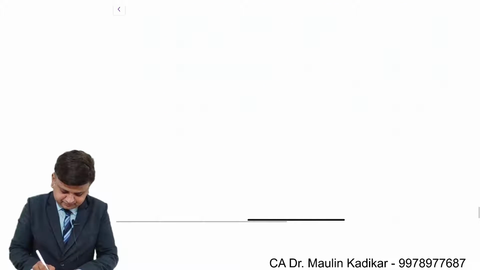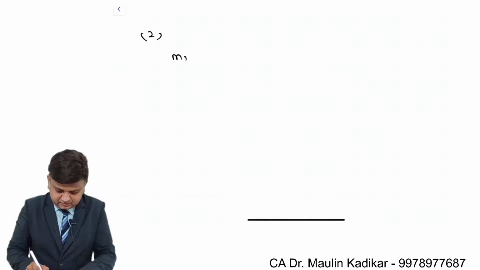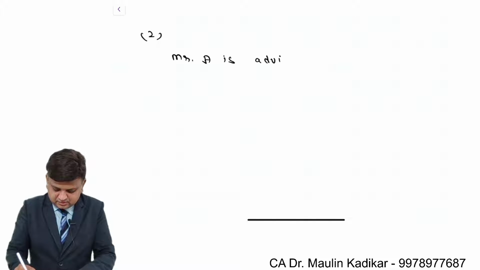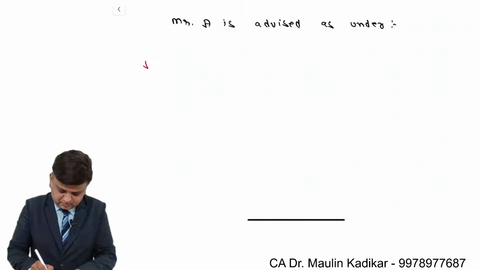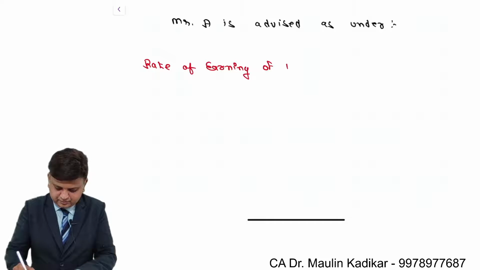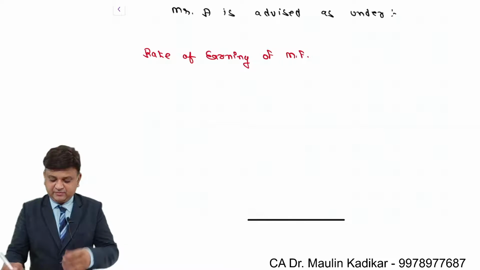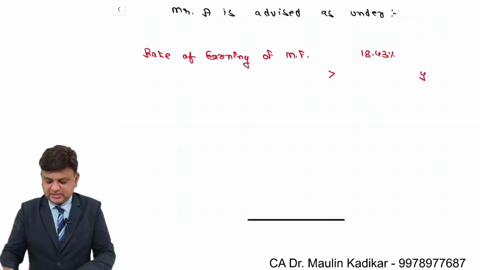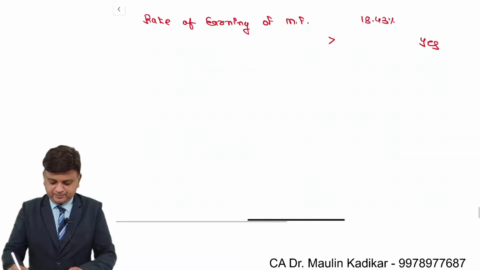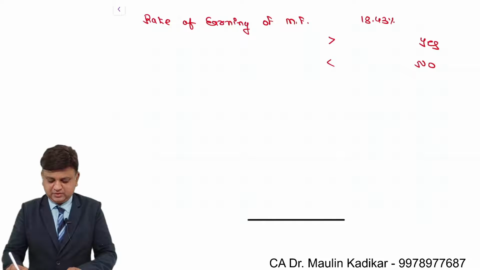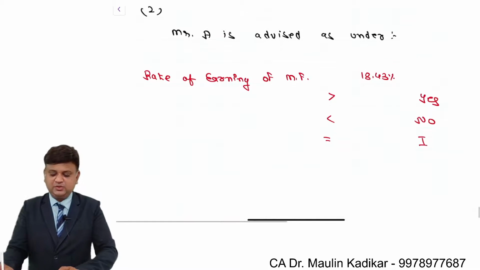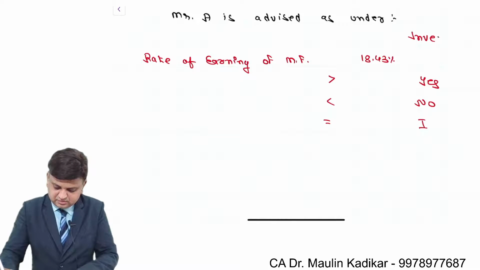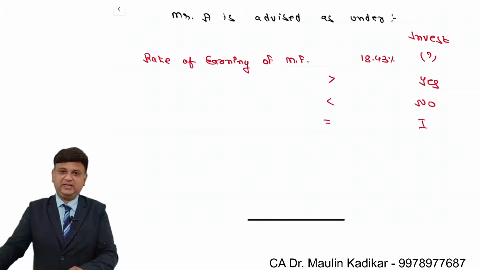Answer for the second part of the question: Mr. A is advised as under. Rate of earning of mutual fund, that is supposed to be compared with the 18.43 percentage. If it is greater than 18.43 percentage, then in that case, yes, you should make investment through mutual fund. If it is less, then no, you should not make investment through mutual fund. If it is same, then you are indifferent whether to invest through mutual fund or not. That is invest question mark. Yes, no, and indifferent.